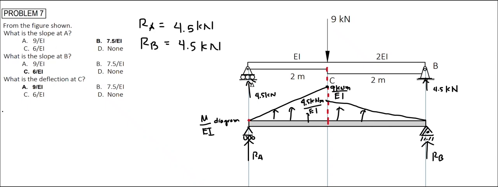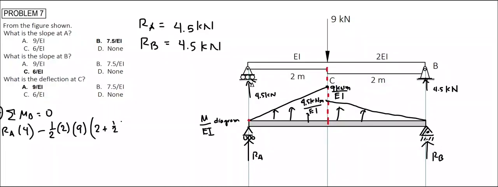Then taking summation moment at point B to solve for the reaction at A, considering counterclockwise to be positive, we have RA times the moment arm of 4 meters, and this is negative since this will induce a clockwise moment, minus the area of this triangle to get the resultant on the left side, that is 1/2 times a base of 2 times the height of 9, multiplied by the moment arm distance. This is equal to 2 plus 1/3 of 2 meters, and minus the resultant of the triangular load on the right. This is 1/2 times 2 times the height of 4.5, multiplied by the moment arm distance of 2/3 of 2 meters, all equal to 0.